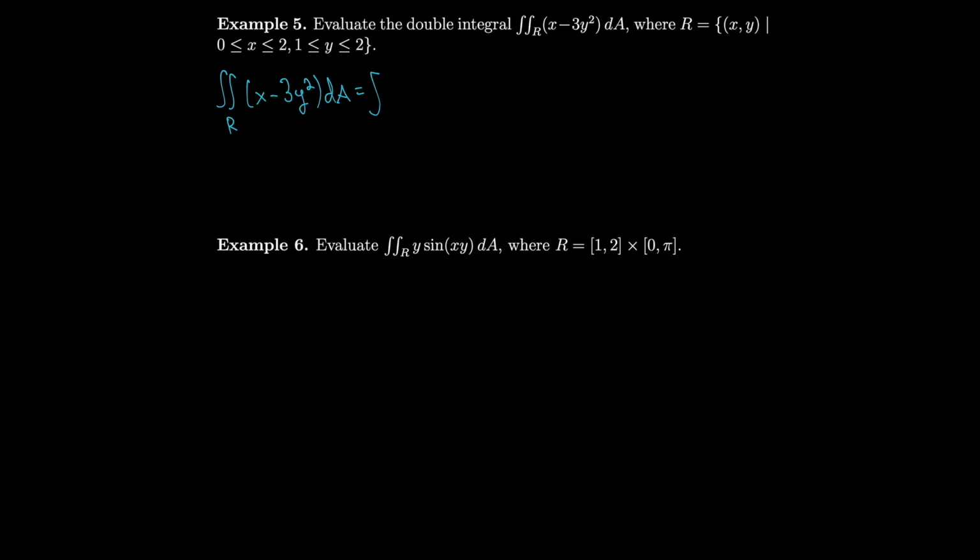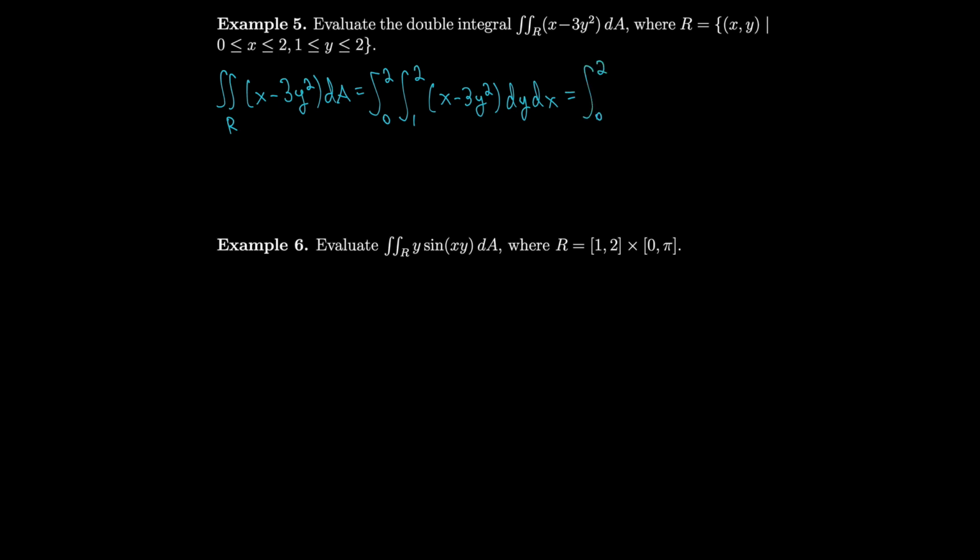So how about we do dy dx? That means that x will be on the outside, and x goes from 0 to 2. So I should go from 0 to 2, and then I should go from 1 to 2 for the y, and I'll be integrating x minus 3y squared dy dx. y is on the inside, and x is on the outside. So I'll end up with a function of x.